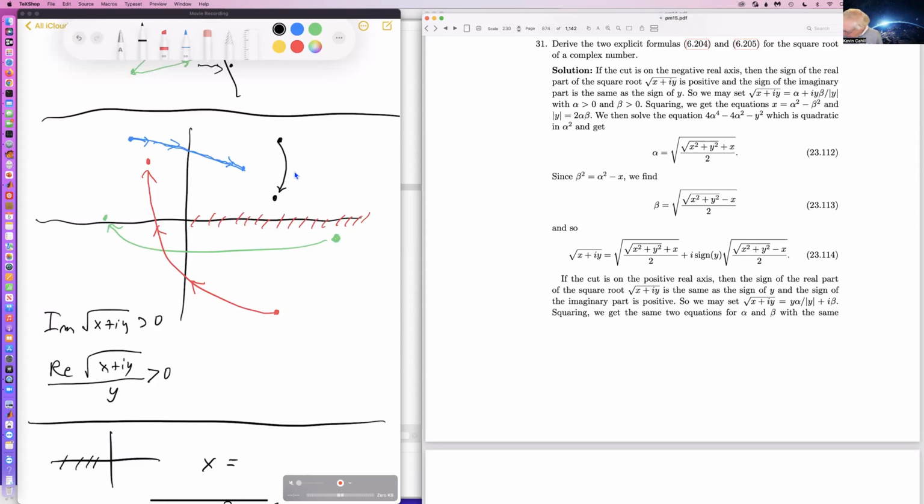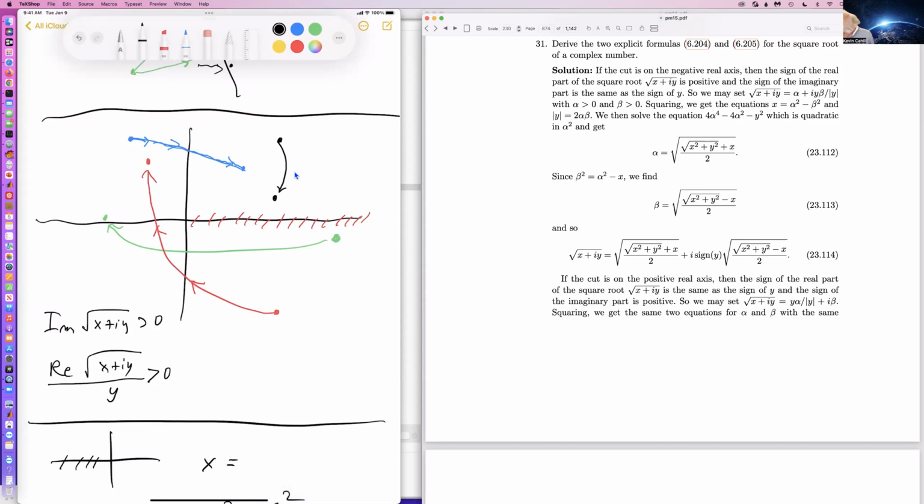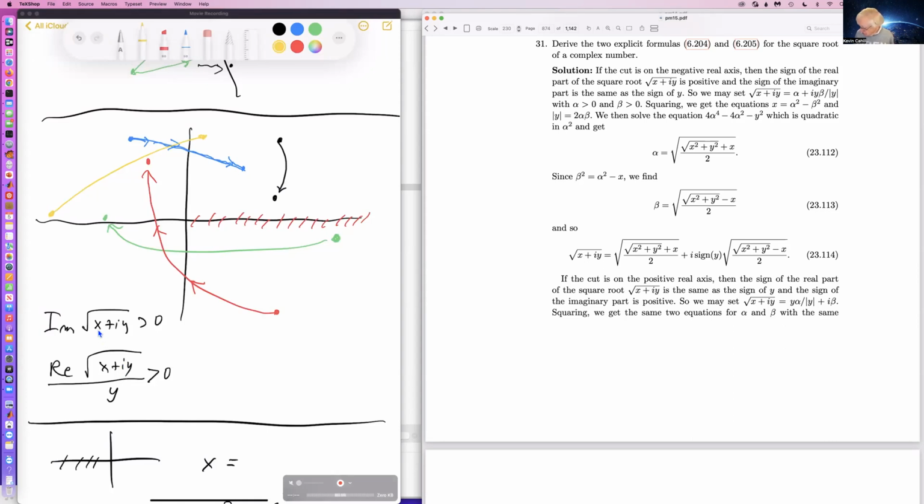And so let me give you one more example of that. So I'm trying to find a different color to use. I'll use yellow. So in other words, if there was a point here, what would that go to? That would go to a point basically over here. And so the imaginary part of the square root is always positive, and the real part has the same sign as the imaginary part of z.